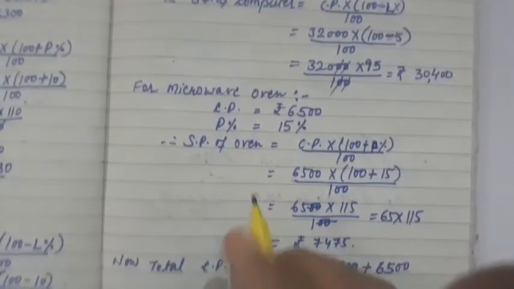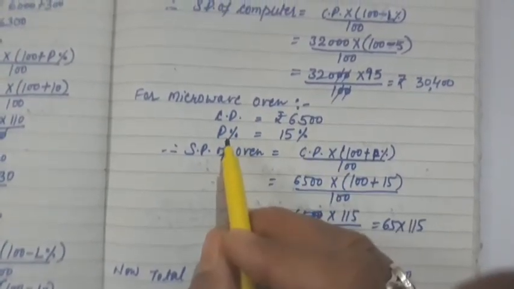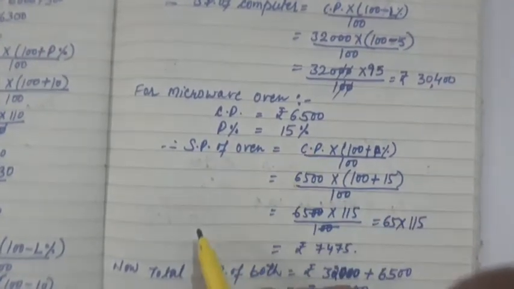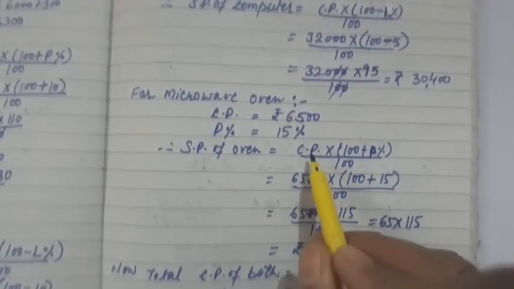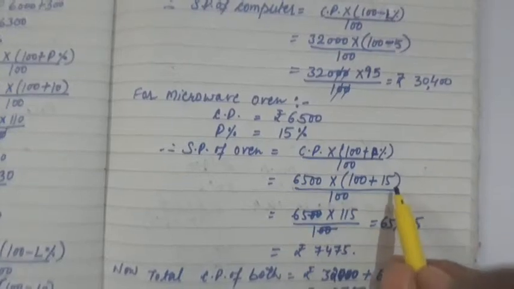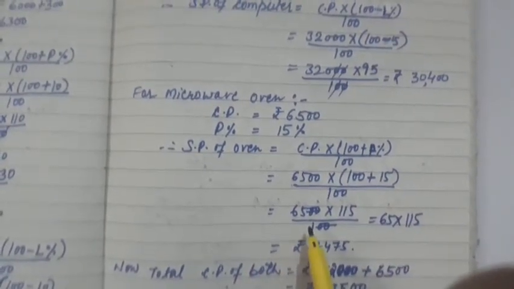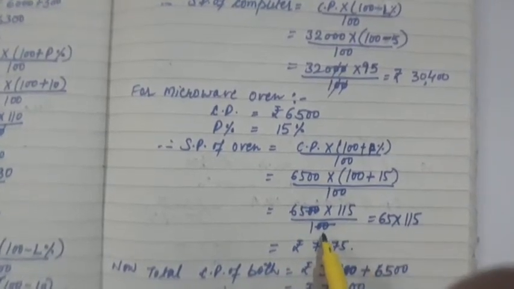Now for the microwave oven, the CP is 6,500 in the question, and the profit percent is given, that is 15%. So we have to find the SP. SP of this oven is equal to CP into (100 plus profit percent) upon 100. So when we place the values, 6,500 and 15%, we will get 6,500 into 115 upon 100.